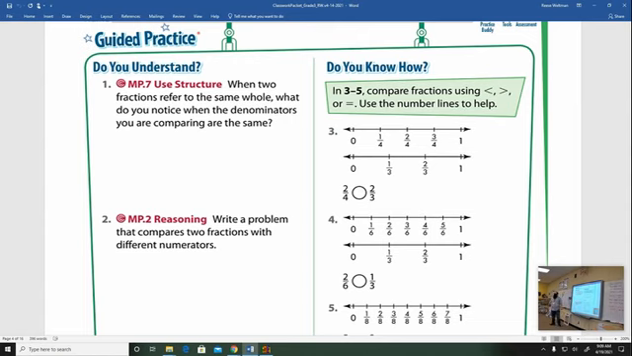We are comparing fractions, but we're using number lines. Okay, but you guys remember this. We've done this before, so it should be kind of review. I know some of you guys don't like number lines. Some of you do, though. And if you look at them, you can look at them as you do, say, fraction bars. Okay? Kind of similar. So, it says right here, when two fractions refer to the same whole, what do you notice when the denominators you are comparing are the same?